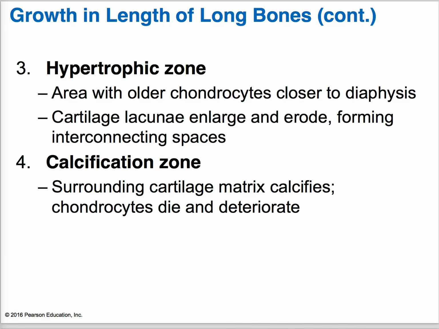So when you look at the next stage, the calcification zone, the surrounding cartilage matrix calcifies, and these chondrocytes die, they deteriorate. This is why we call it the calcification zone. So this leaves these spicules of calcified cartilage at the epiphysis-diaphysis junction.